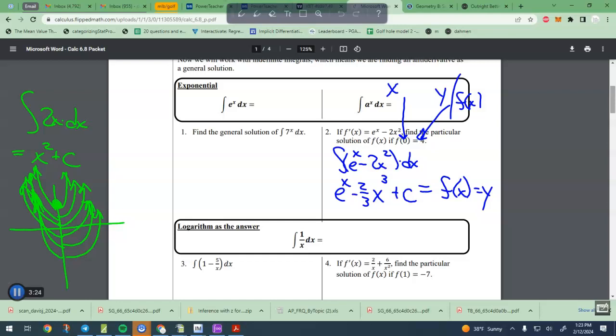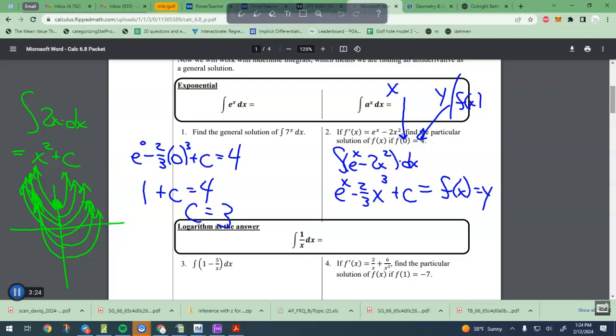So I'm going to plug in 0 for x and 4 for y. So I'll have e to the 0 minus 2/3 times 0 to the third plus c. I don't know c still. That's my goal. That's what I'm going for here. Equals y or f of x. What is y or f of x? 4. So we solve that for c. What's anything to the 0 power? 1. So 1 plus c equals 4, which means c equals 3.